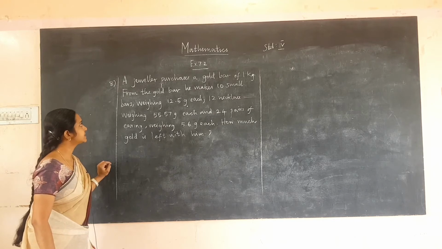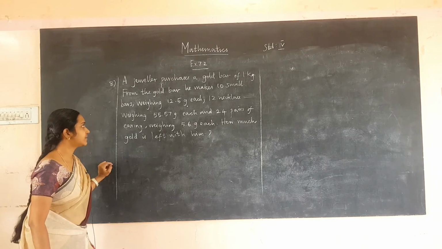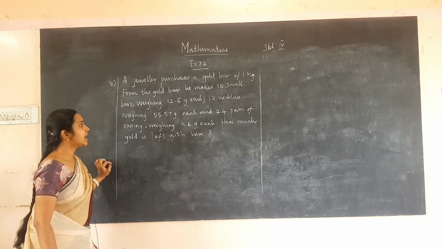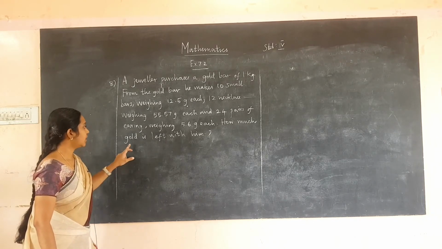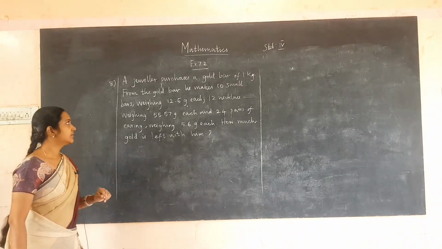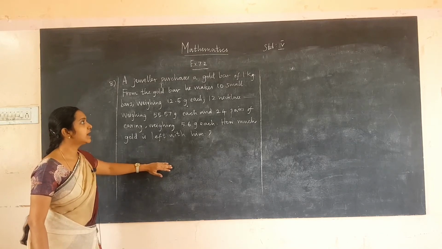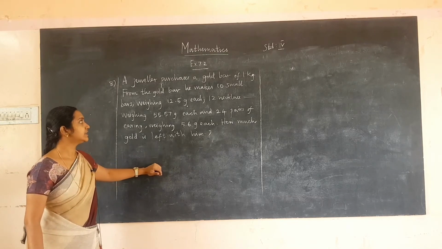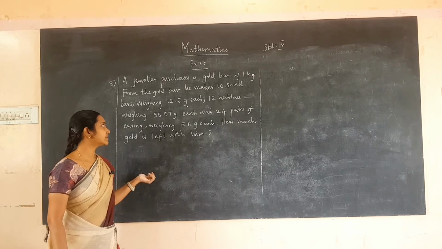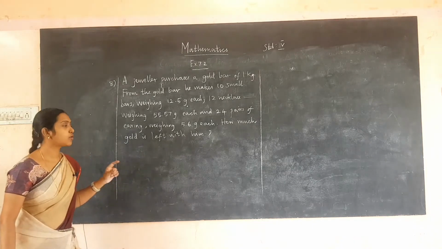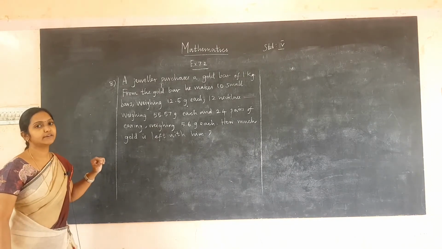The next question. A jeweler purchases a gold bar of 1 kg. From the gold bar he makes 10 small bars weighing 12.5 gram each, 12 necklaces weighing 55.57 gram each, and 24 pairs of earring weighing 5.6 gram each. How much gold is left with him? We have to find how much gold is left with him. He has 1 kg of gold and he makes 10 small bars of each 12.5 grams and 12 necklaces each weighing 55.57 gram each, and 12 pairs of earring each weighing 5.6 grams. We have to find the gold left with him.